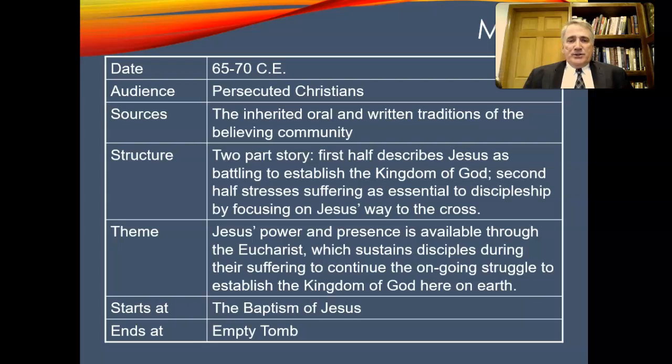Its structure, it's a two-part story. We've talked about that in this lecture, first and second half. Its theme is that Jesus' power and presence is available through the Eucharist, which sustains the disciples during their suffering to continue the ongoing struggle to establish the kingdom of God here on earth. And then it starts with the baptism and ends with the empty tomb, at least originally, and then the church, as it starts to use it catechetically, liturgically, adds on the resurrection story, so that it tells the whole story of the incarnation of Jesus.